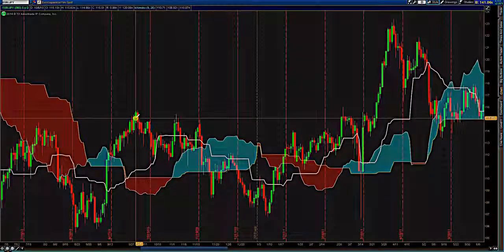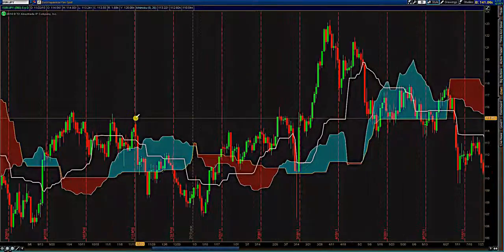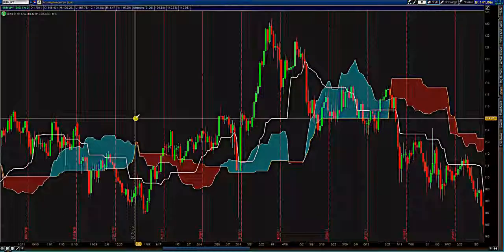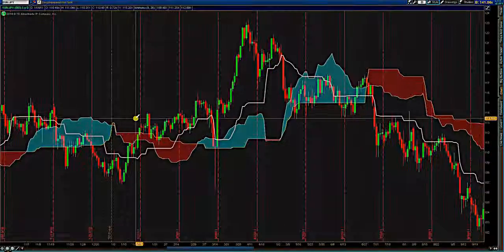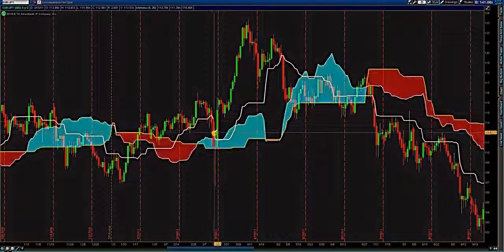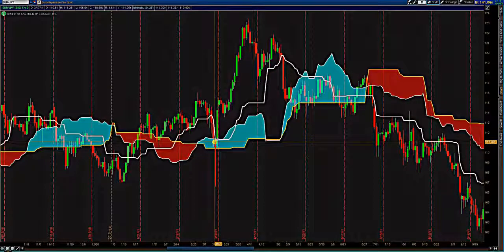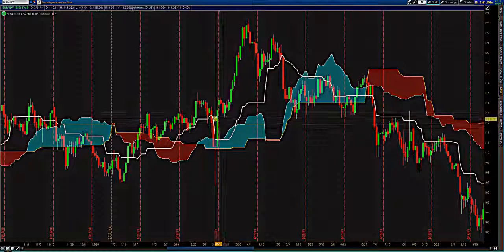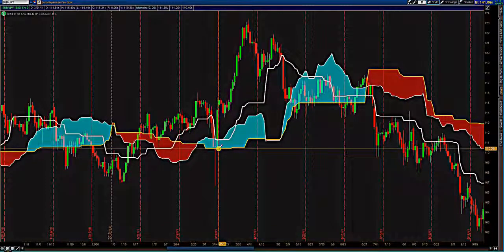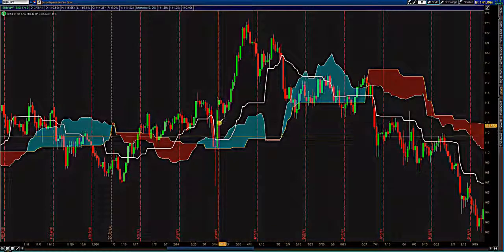Let's find another example where the Kijun-sen really made sense. And look here, price broke below the Kijun. However, we are above the daily Kumo, so our sentiment is bullish. So what we look for is a price break back above it, and we got that, a price break above the Kumo and the Kijun-sen.